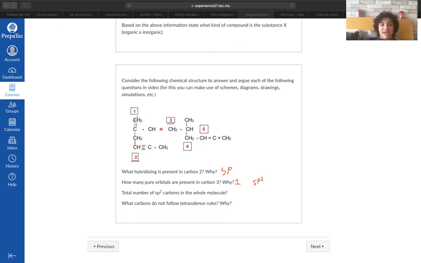Then, total of sp2 carbons in the whole molecule. Okay, we can identify, here is 1, 2, 3, 4, 5, and 6. We can know that because sp2 carbons have 2 bonds at least on one side. Here we can see 1, 2, 1, 2, 1, 2, and 1, 2. This one is an exception because it has 2 on both sides, so it doesn't count. That is how I was able to identify the sp2 carbons in this molecule.